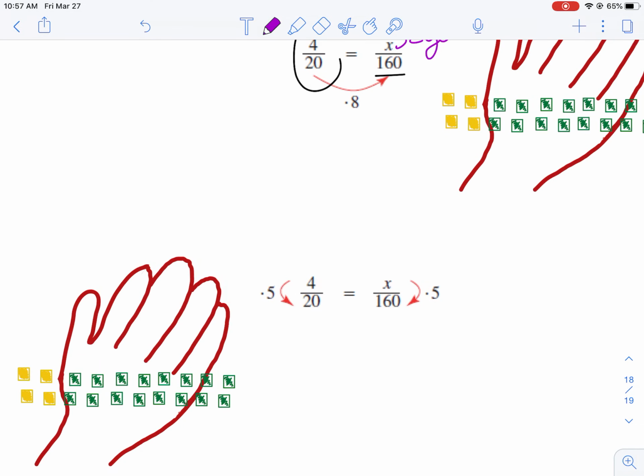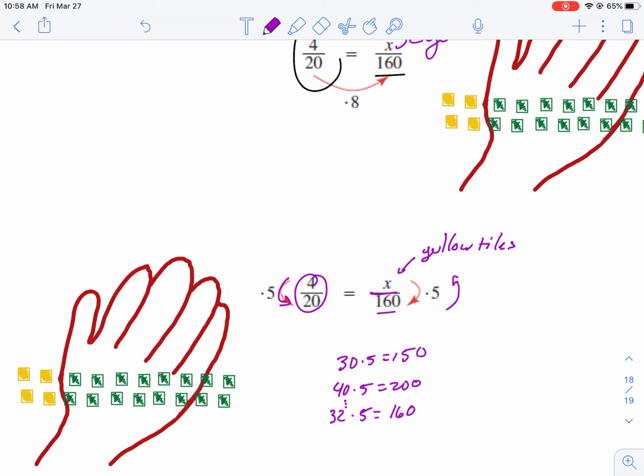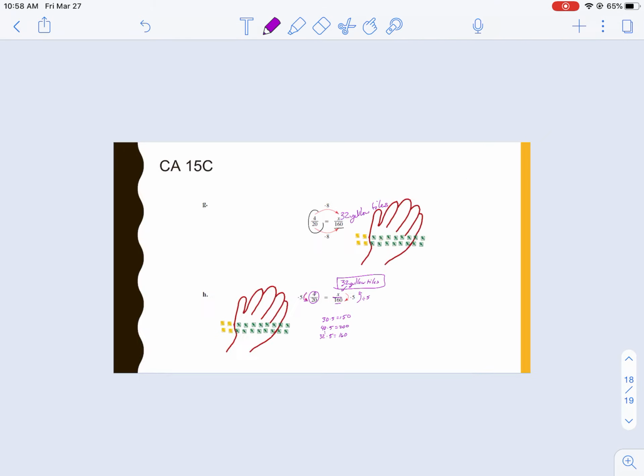The last one here, this student thought about it slightly differently. They started with 4/20. They noticed that taking that 4 times 5 would give me 20. They didn't know how many yellow tiles there were, but they knew out of the whole bag 160, whatever that number was times 5 would give them the number of yellow tiles. So maybe they just tried different numbers, like, okay, well, 30 times 5 is 150, that's too small. 40 times 5, that's 200, that's too big. Maybe they just did this guess and check until finally they landed on 32. Or they could have turned it around and said, oh, I need to take 160 divided by 5, and that gives me 32 yellow tiles.